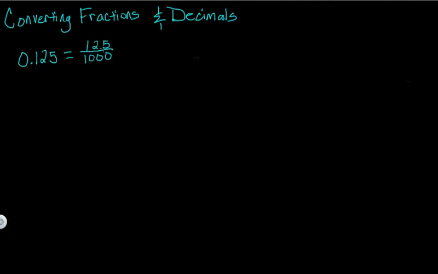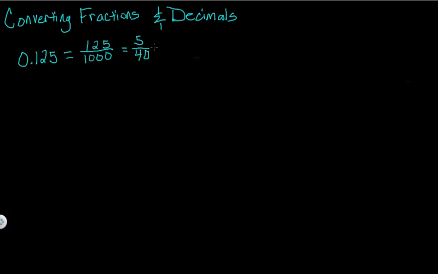simplify. So common factor here, the one that jumps out to me is 25. So we can divide both our numerator and the denominator by 25 to simplify. So 125 divided by 25 is going to be 5. And then 1,000 divided by 25. Well, I know that 25 goes into 100 4 times, and 100 goes into 1,000 10 times. So 10 times 4 gives me 40. Right? So 1,000 divided by 25 is 40.